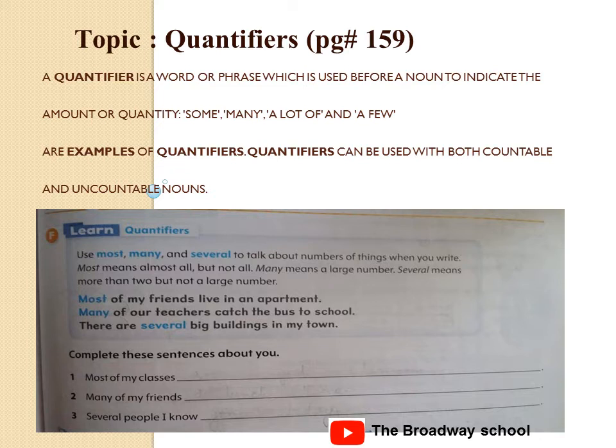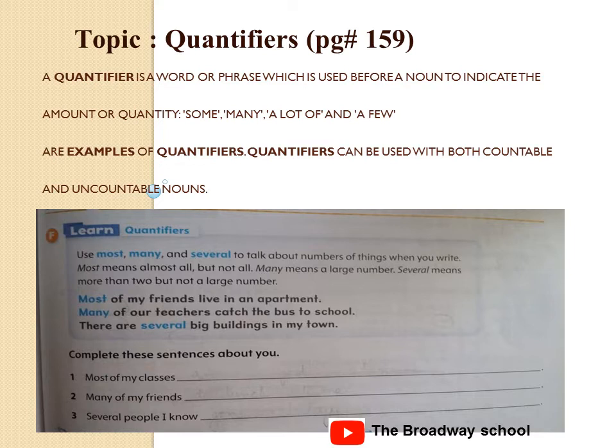Okay, our next topic of the day is quantifiers. Textbook, page number 159. First, read the definition. A quantifier is a word or phrase which is used before a noun to indicate the amount or quantity. Some, many, a lot of, and a few are examples of quantifiers. Quantifiers can be used with both countable and uncountable nouns.